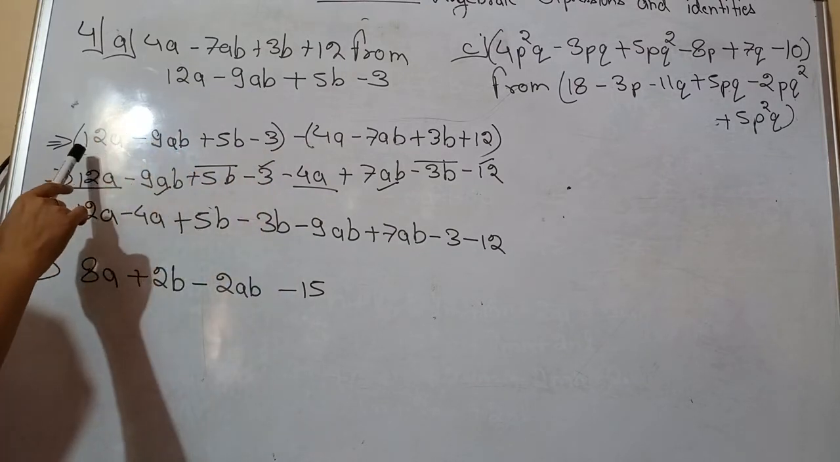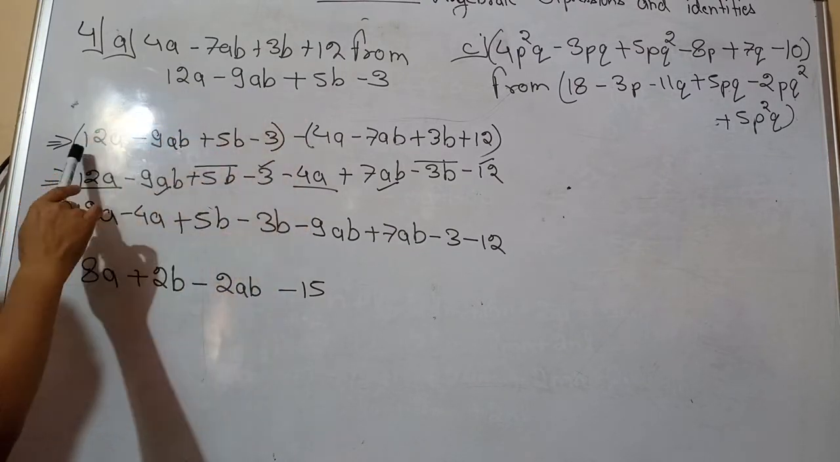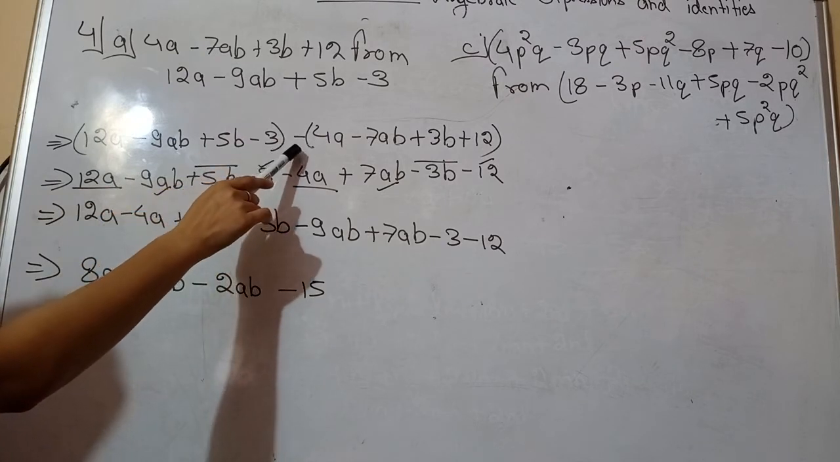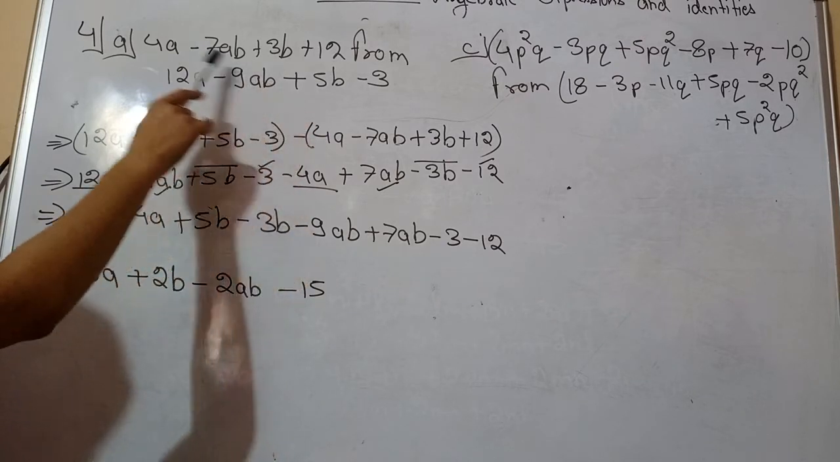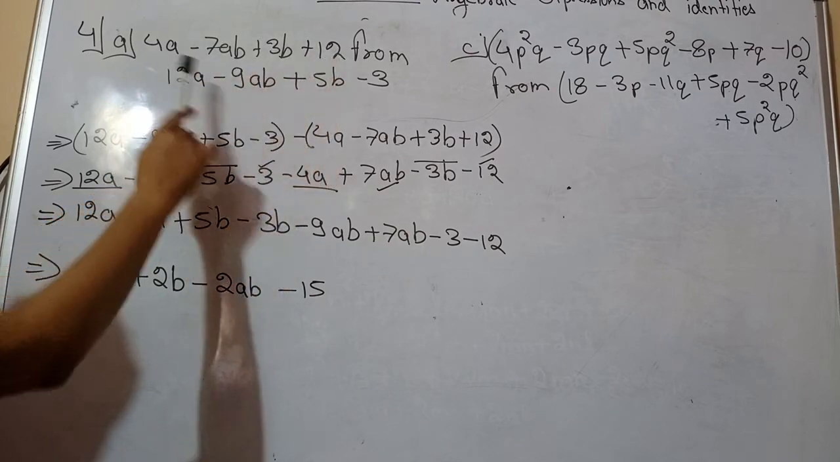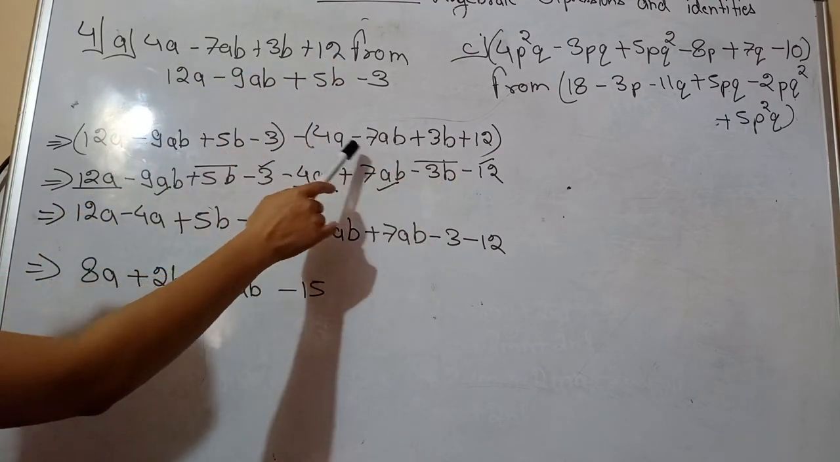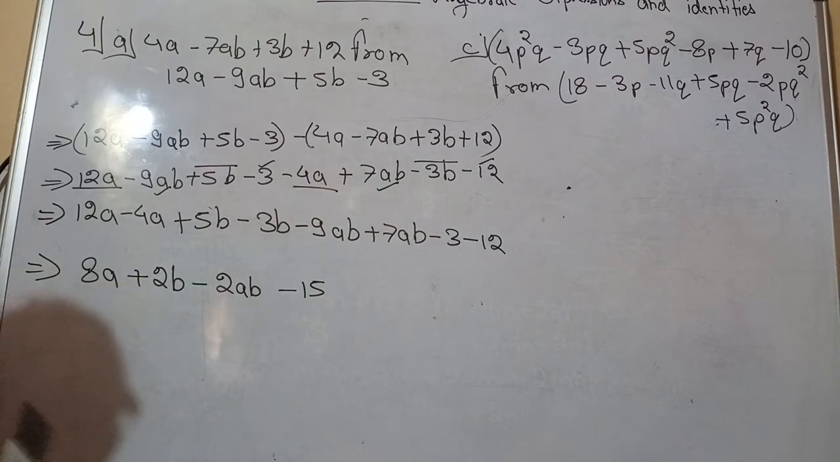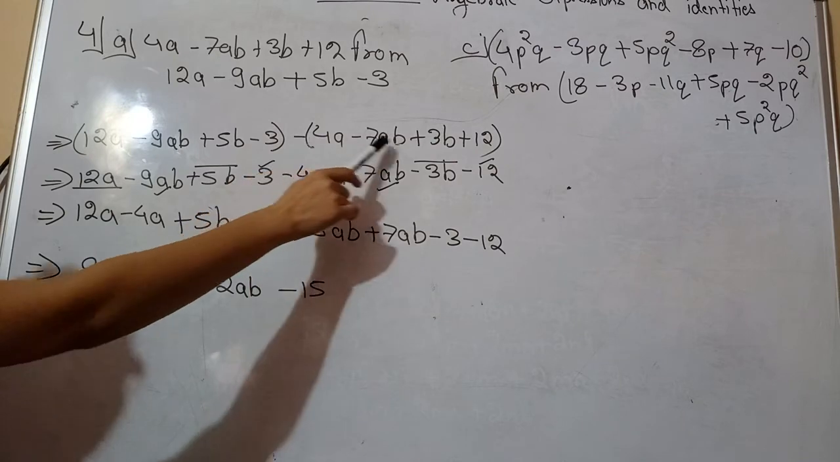Okay, so see, I have written like this. After "from" the term I have written here is 12a minus 9b minus, because we have to subtract, so I have placed a minus sign. And the term which is written before, जो पहले लिखा है उसको मैंने बाद में लिखा है. So 4a minus 7ab plus 3b plus 12. Now what you have to do, you have to change the sign of the second term.